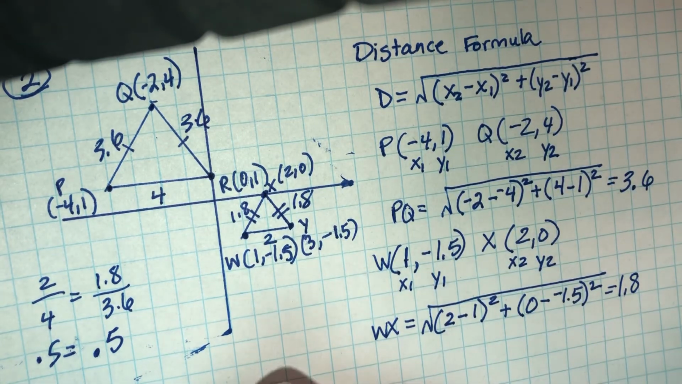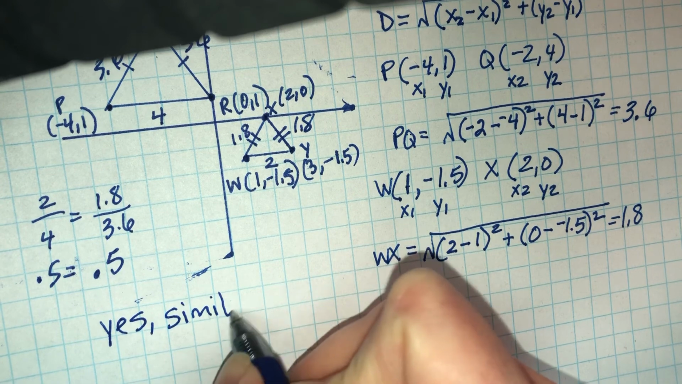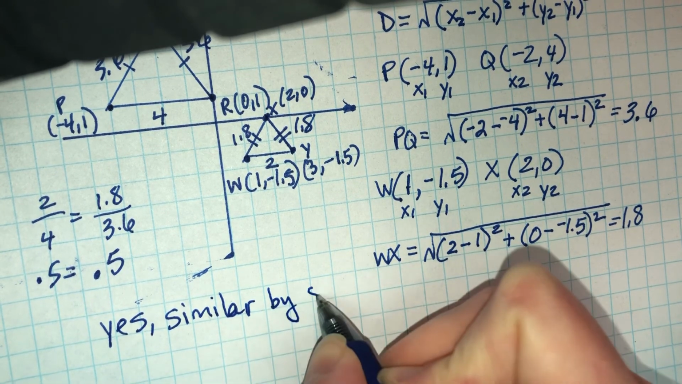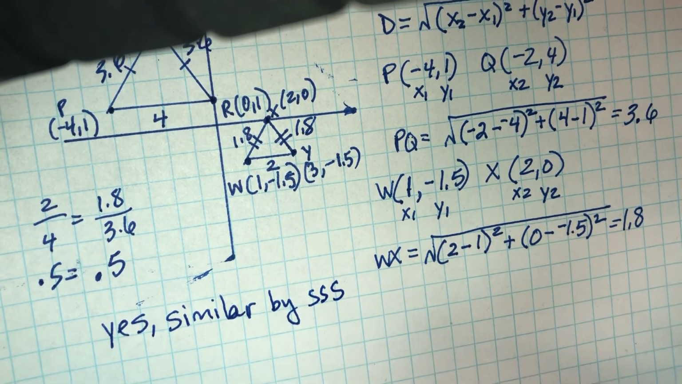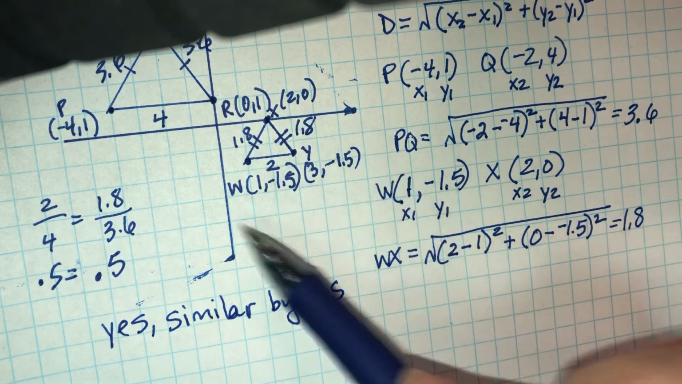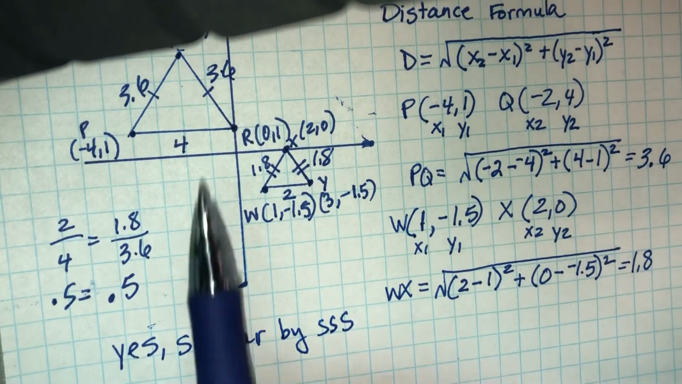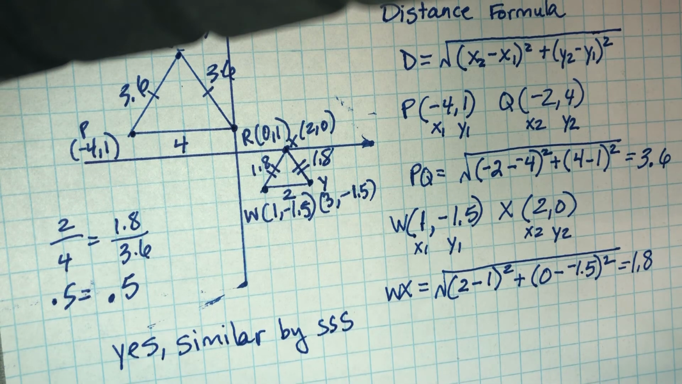So we can say, yes, the two triangles are similar by side, side, side proportionality. All three sides of one triangle multiply by the same number to give you the side lengths in the other triangle. That number is 0.5. That is the scale factor from the big triangle to the little triangle.